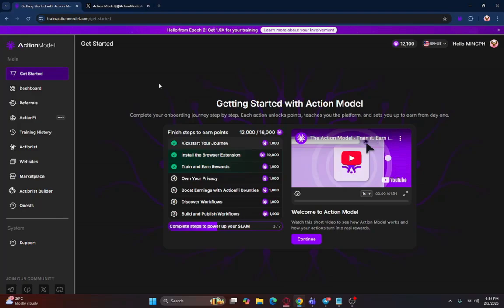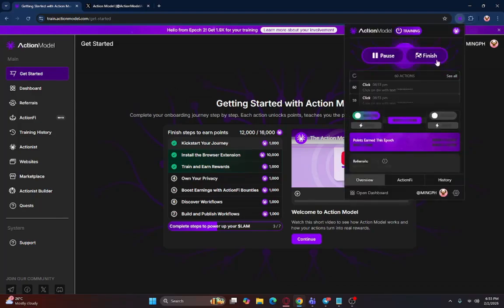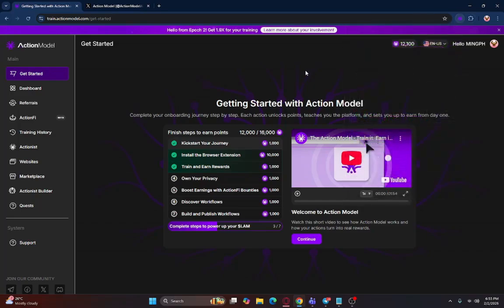So, Action Model AI is an early stage project that combines AI, user actions, and a point system, mainly through a Chrome extension. The idea here is that users perform certain actions, earn points, and the community is speculating, again, speculating, that these points may matter in the future. And I want to stress this very early, points do not equal money. There is no confirmed token yet, there is no confirmed airdrop.